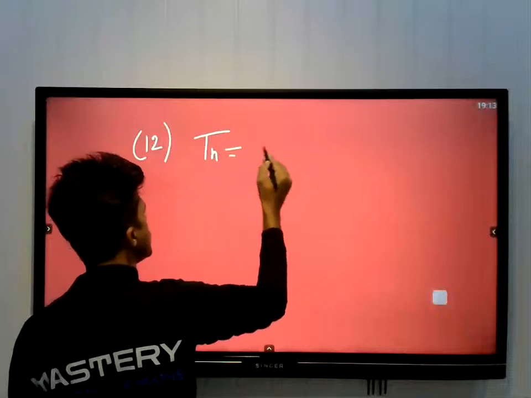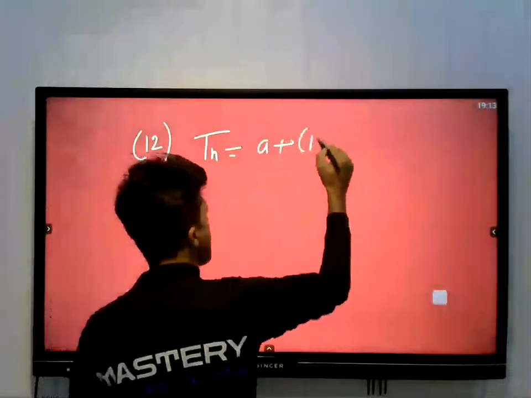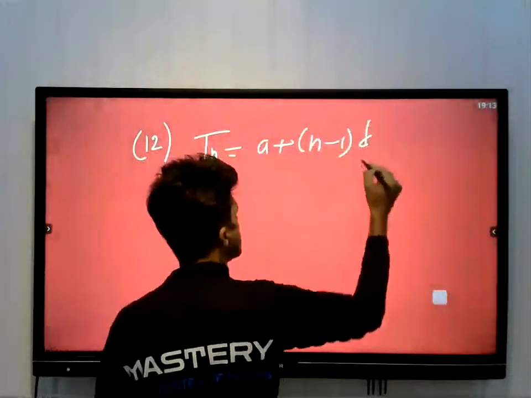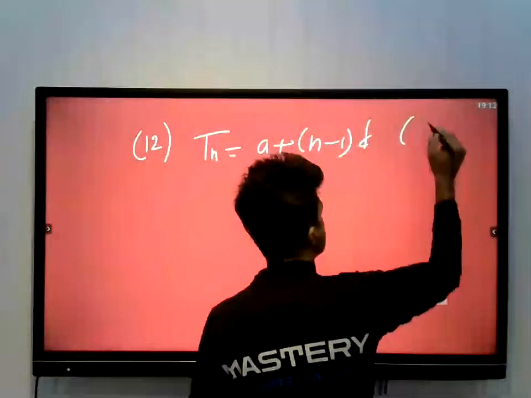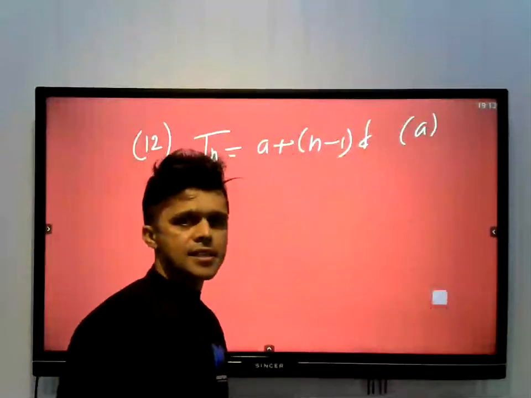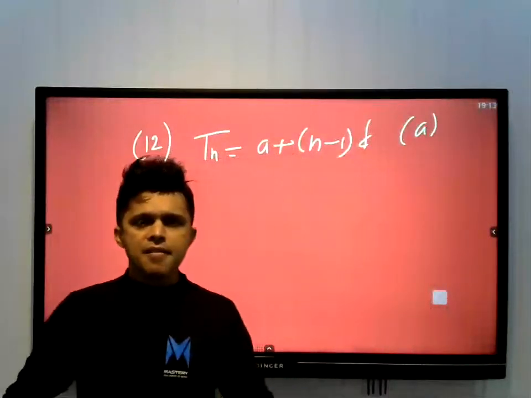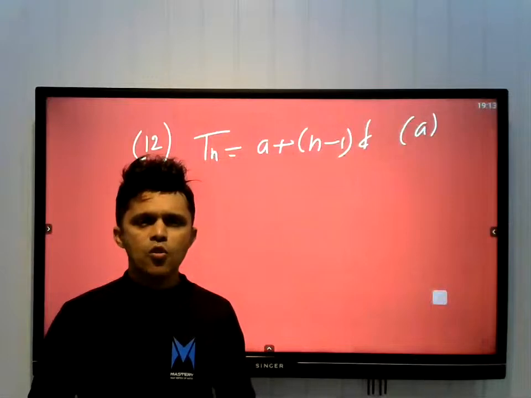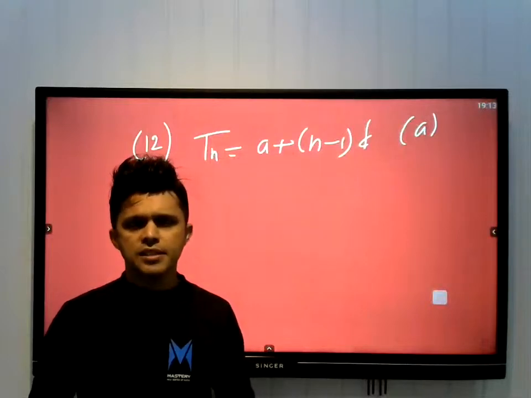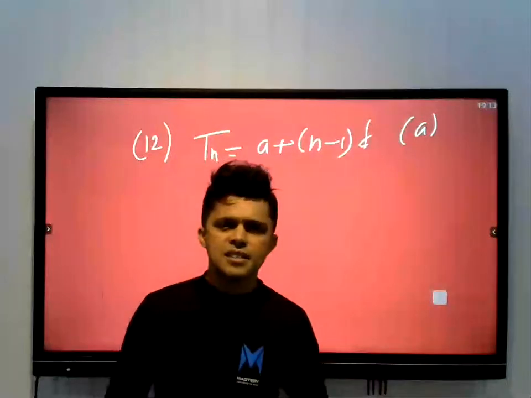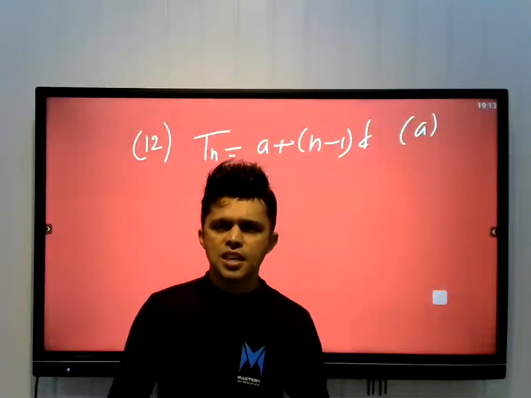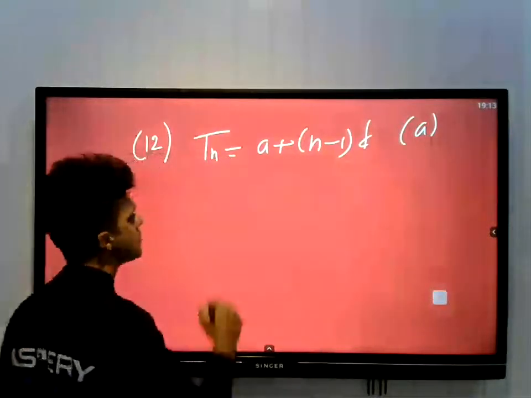Tn equals a plus n minus 1 times d. Let's write the term a as the subject. How can you write the term a as the subject? We can write the term a as the subject.